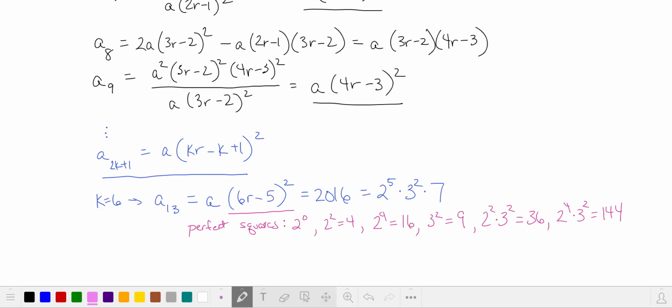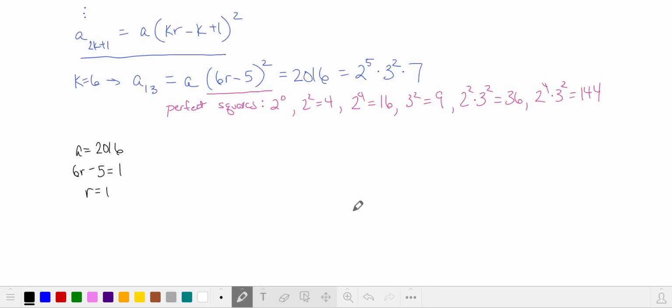Let's try them. When a is 2016, 6r minus 5 is equal to 1. That leaves r equals 1. In the problem statement, we have an increasing sequence of positive integers. So this would all be a sequence of all 2016.